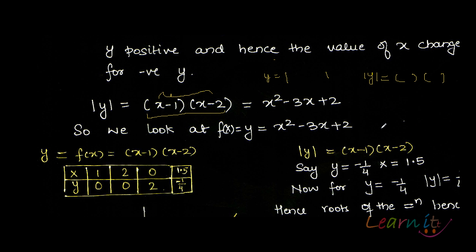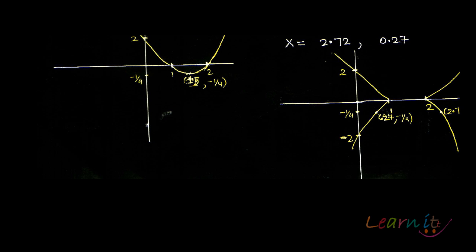First of all, we will look at the simple y equals f(x), which will be x square minus 3x plus 2. What will be the graph of it? Let us graph it, giving it certain values. Of course the roots are 1 and 2, which means that f(x) equals 0 at those points. And it will cut the y-axis at 2. Y equals 2 when x equals 0.